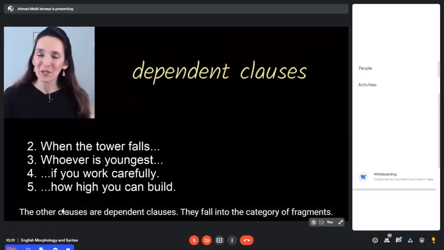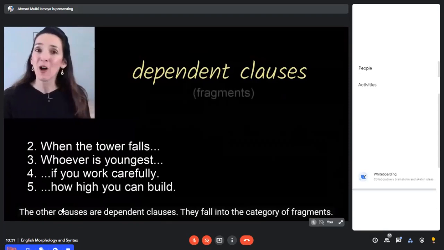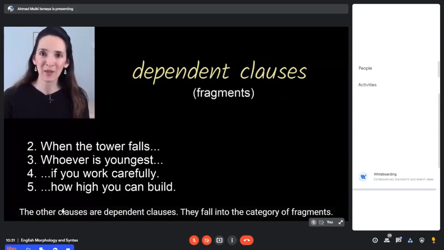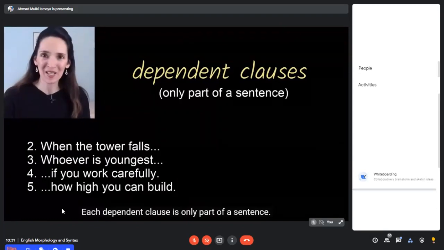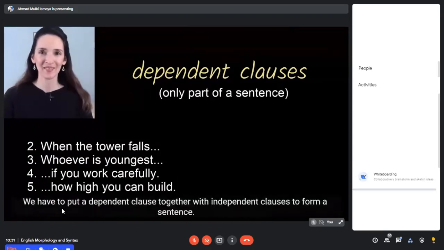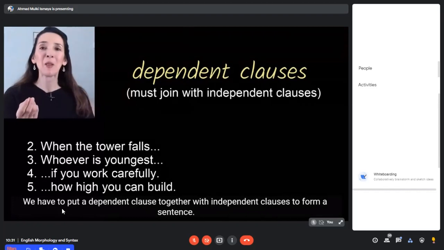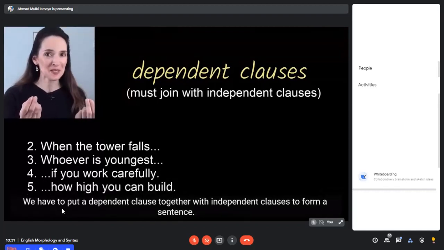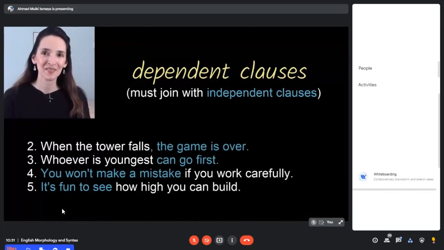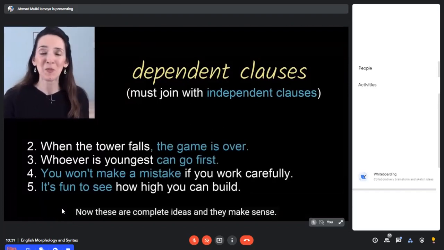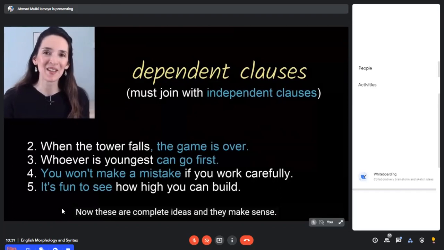The other clauses are dependent clauses. They fall into the category of fragments. Each dependent clause is only part of a sentence. We have to put a dependent clause together with an independent clause to form a sentence. Now these are complete ideas and they make sense.